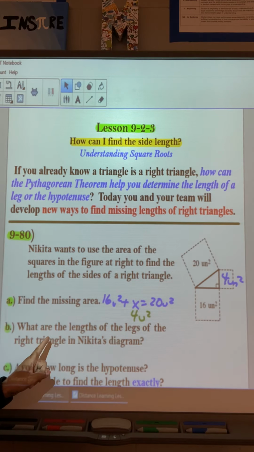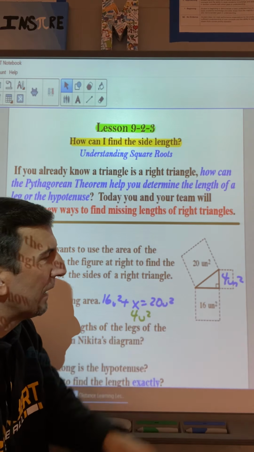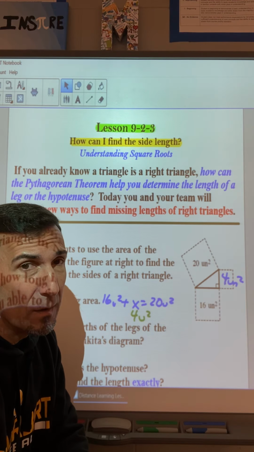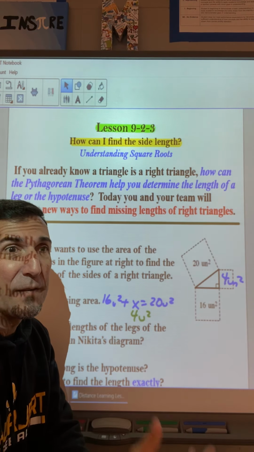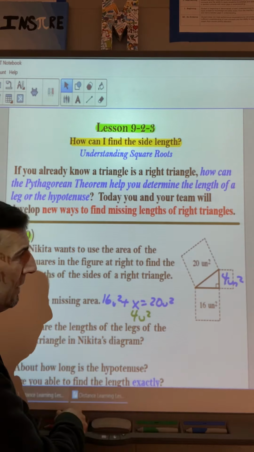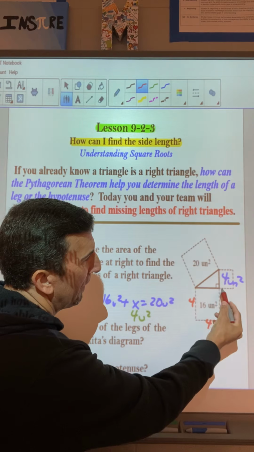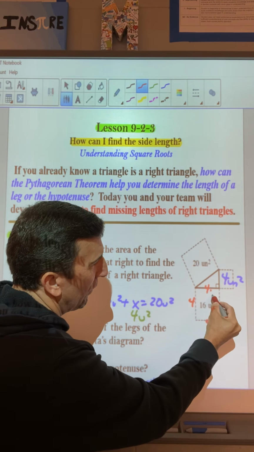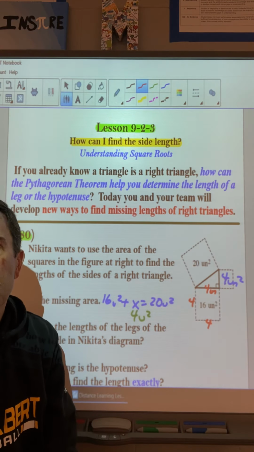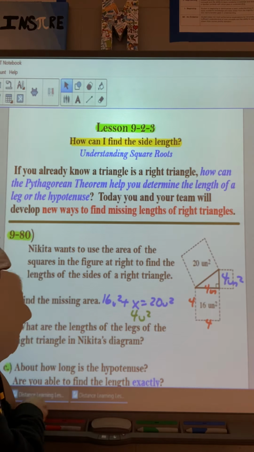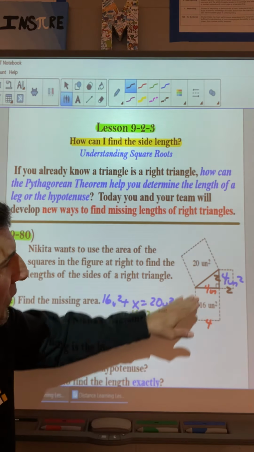Okay, so when it says here, what are the lengths of the legs of the right triangle? So if this is 16 units squared, and it's a square, what do the side lengths have to be? Yes, Declan? Yep, okay. So he said this side's got to be 4 and this side's got to be 4, which means this length has to be 4 units. Then what does that side have to be over there? Go ahead. Okay, so that's 2 units. Perfect. Okay, so we have 4 units here.